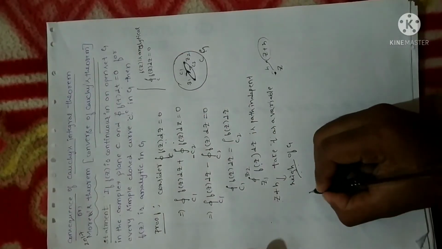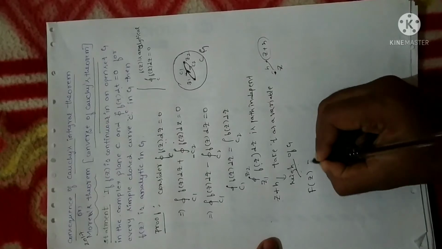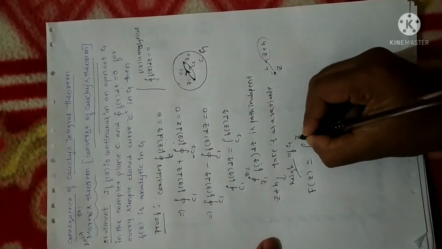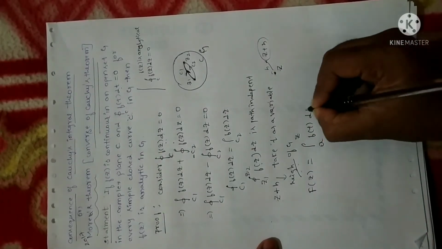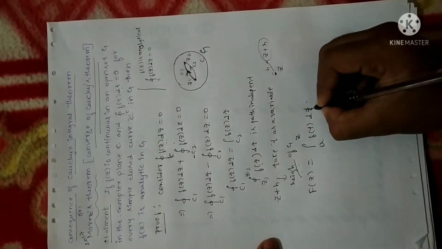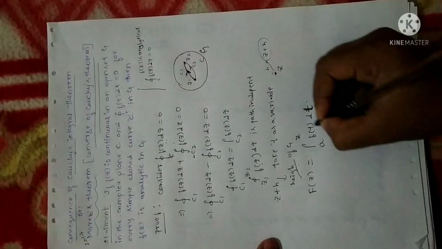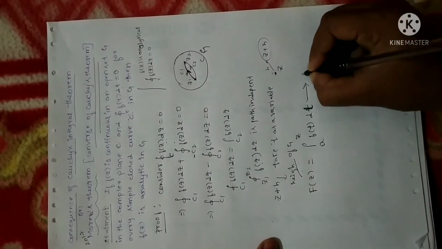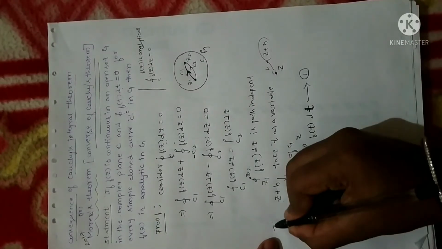Now let us consider an integral, F of z is equal to the integral from a to z of f of t dt. Why? Because it is path independent, so we can take any integral that we wish. f of t dt, since I have taken t as a variable. Fine. So let me take this as equation 1. This is with reference to point z.